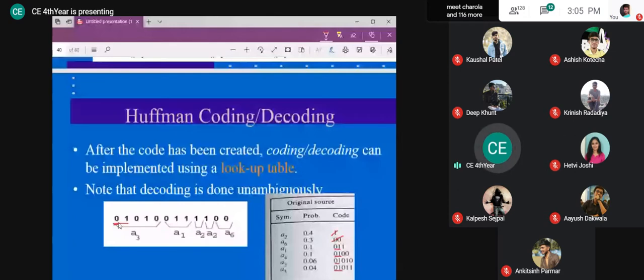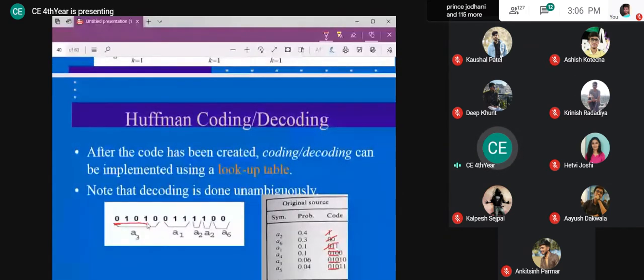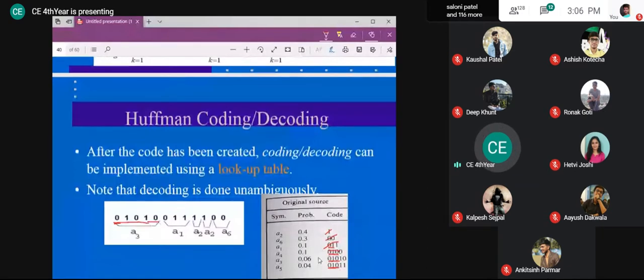But I don't have any symbol which is just 0 1 0, so I will go for one more bit: 0 1 0 1. Of course this is not my symbol; possibly any of these two is my symbol. Then I go further with 0, and I come to know that I encountered a symbol with the desired value 0 1 0 1 0. That symbol is A3, and hence this is A3.